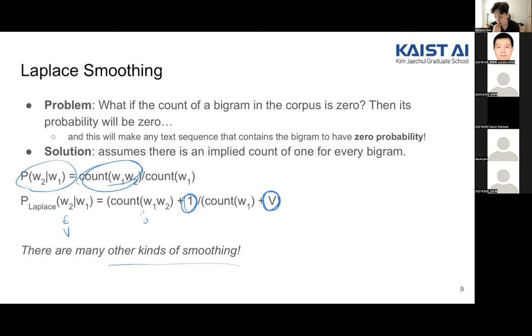There's a question again. Is there a reason for having count and V separate? Isn't V defined based on the given corpus? I'm not sure I understood your question.